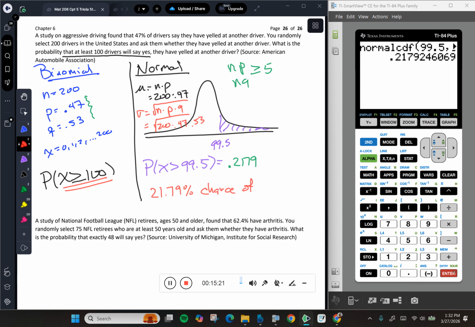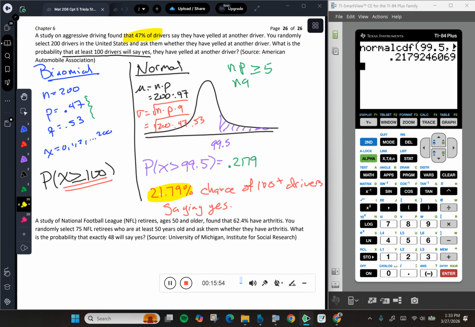of 100 plus drivers saying yes, they have yelled at another driver. Okay, so 21.79. That's not low enough for me to think that the claim of 47% is not true.